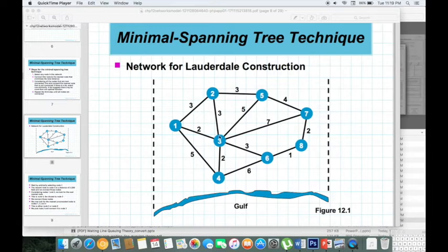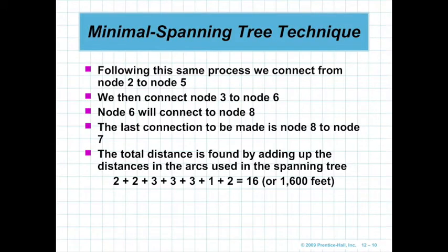Following this same process, we connect from node 2 to node 5. Then we connect node 3 to node 6. Node 6 will connect to node 8. The last connection to be made is node 8 to node 7. The total distance is found by adding up the distances in the arcs used in the spanning tree, that is 16.